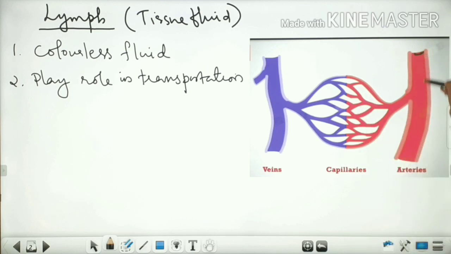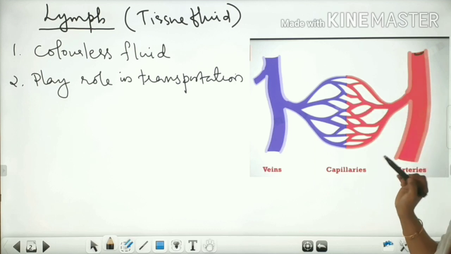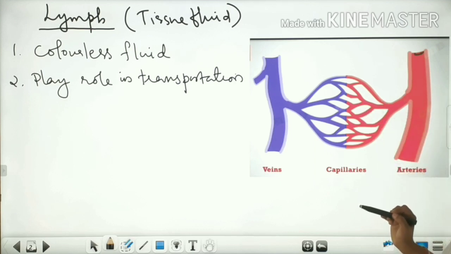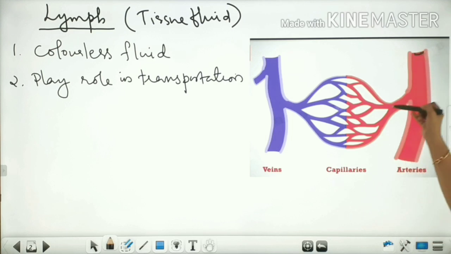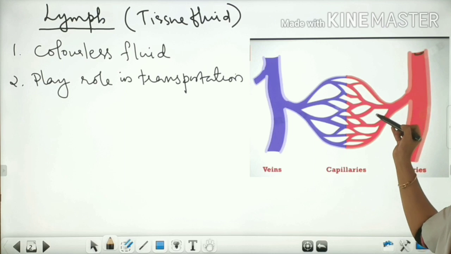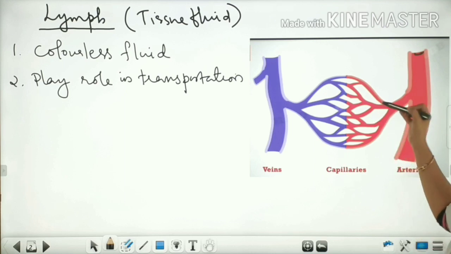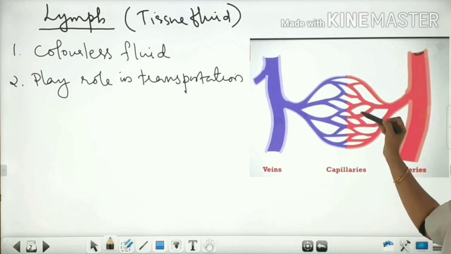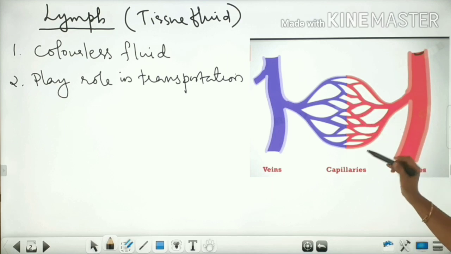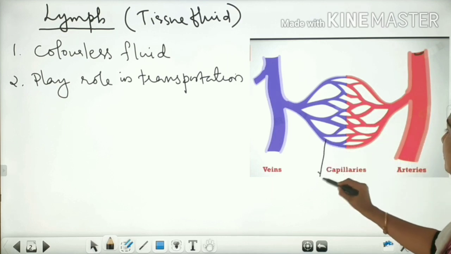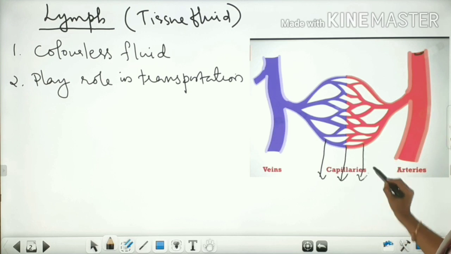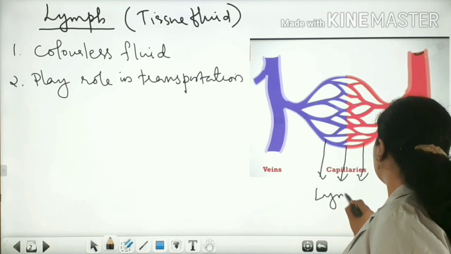See, this artery is thick layered, but capillaries are very thin layered. So when the blood comes from the wider lumen into the narrow lumen, there is a chance of increasing pressure. That results in the filtration of blood. So the blood gets filtered from the capillaries and forms lymph. Is it clear?